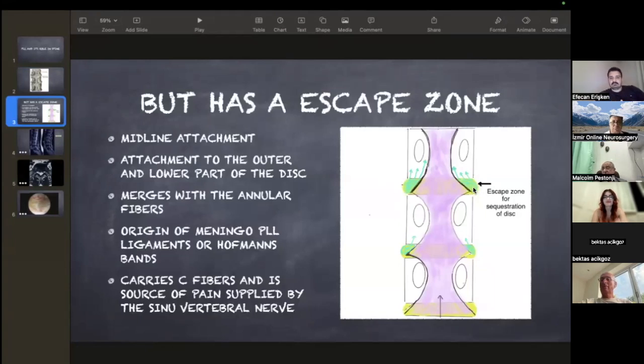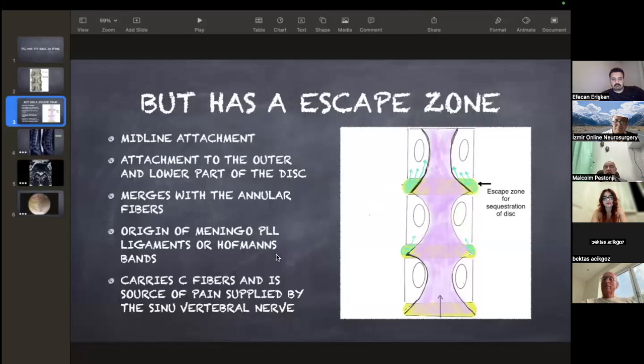That is why upward migrated discs are never under the PLL. They are free floating fragments. But if a downward migration were to occur, it will always be subligamentous in nature. I showed you one video of an up migration that was subligamentous. I showed you a dual pathology video, remember? Foraminal stenosis. So, strange, but in general, an up migrated fragment is usually free, isolated, not subligamentous because of this escape zone. There are papers that have actually measured this escape zone. You can read it up. I don't want it to be part of the talk.